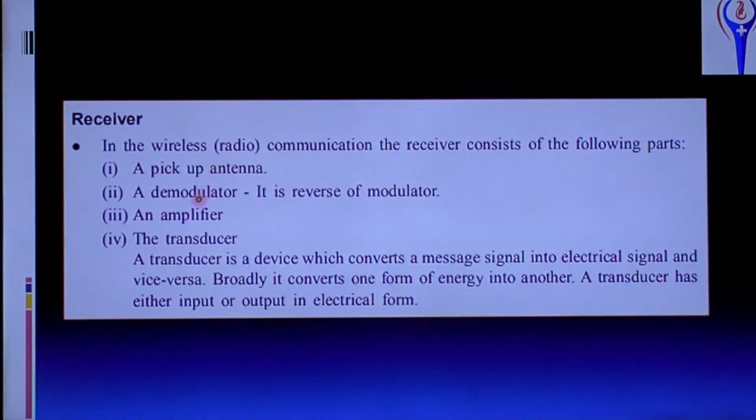On the receiver side, there will be a pickup antenna. Even in olden days, we used one for our television, with a 5-terminal, 11-terminal or 7-terminal antenna, like that. Even mobile phones in the olden days, like Reliance, had some antenna. Then there is a demodulator, the reverse of the modulator, and it should contain an amplifier and a transducer. A transducer is a device which converts a message signal into an electrical signal, or one form of signal into another form of signal.